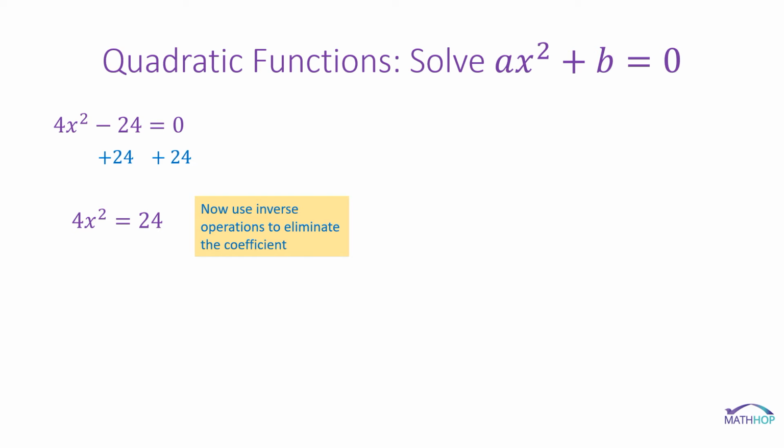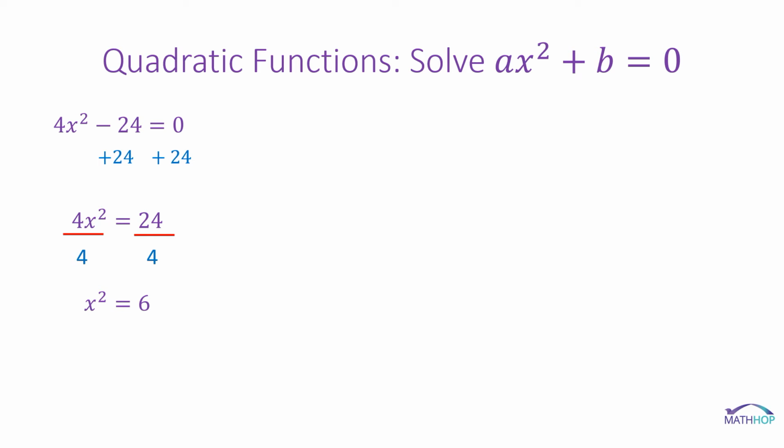The opposite of multiplying by 4 is dividing by 4, so we will divide both sides by 4, getting x squared equals 6. Now we can take the square root of both sides. When we do so, we see that the square root of x squared is x. The square root of 6, again, is simply the square root of 6. It is an irrational solution. So we get x equals positive and negative rad 6.